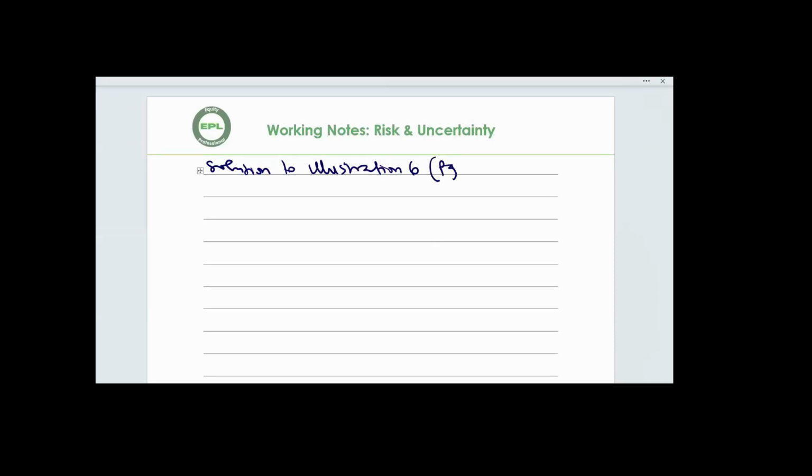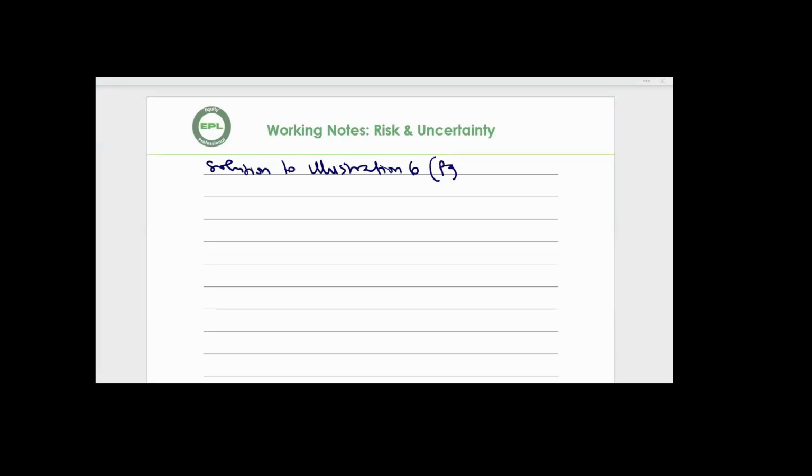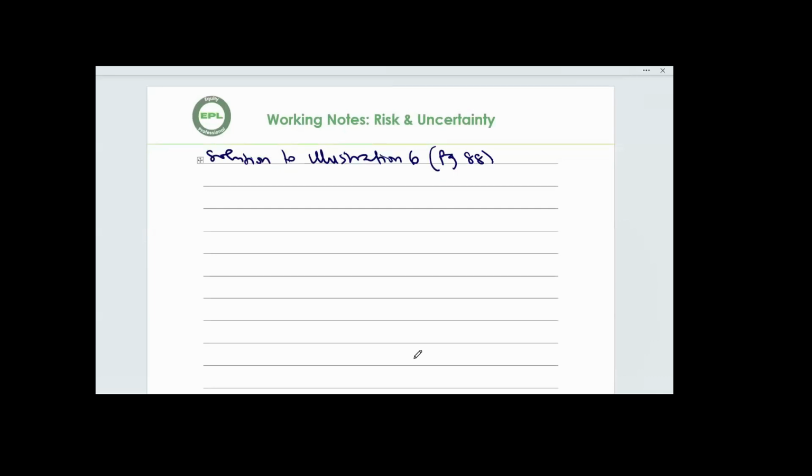The name of the company is Justin Limited. This is the solution, illustration number 6, on page 88. So the examiner is asking you to calculate the expected NPV.